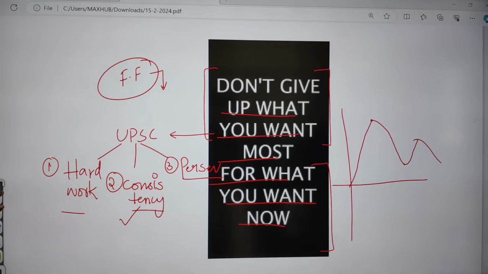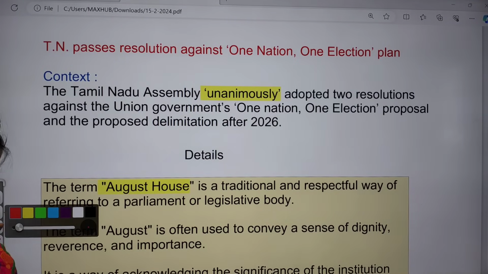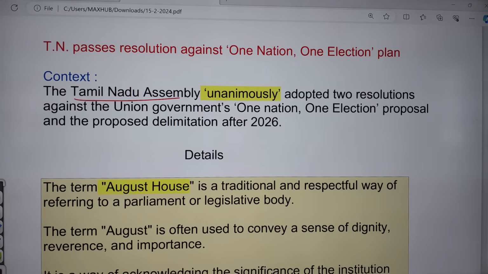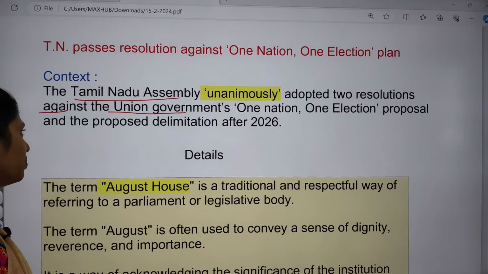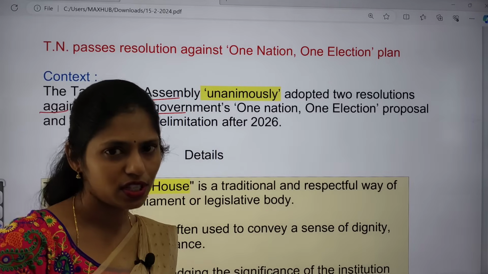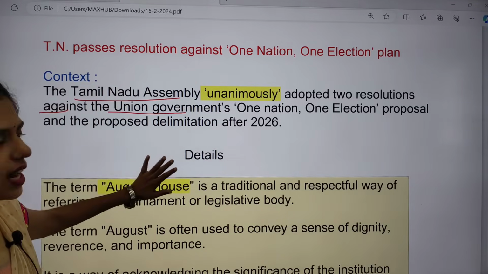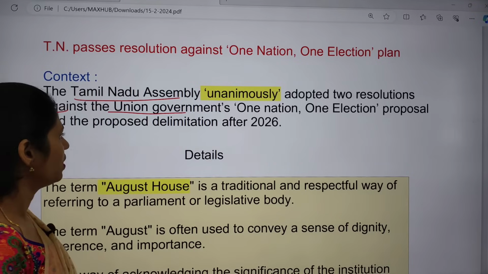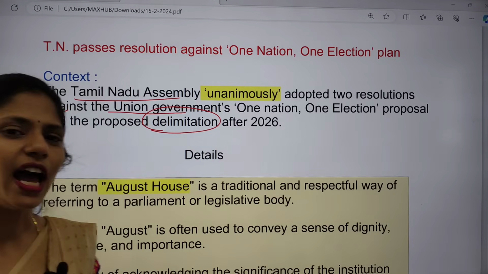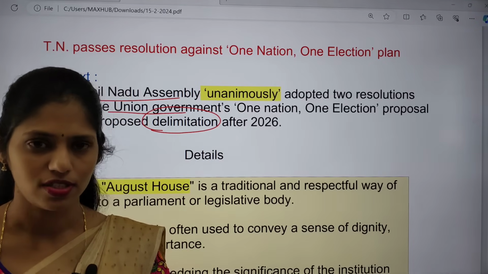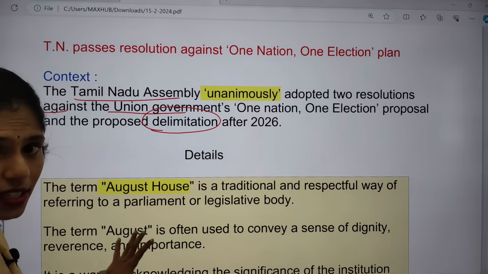Yes, and now let us move on. Let us see the context. The context says that the Tamil Nadu Assembly unanimously adopted two resolutions against the Union government's One Nation, One Election proposal. The Union government, the central government, came up with this proposal of One Nation, One Election, and against this, the Tamil Nadu State Assembly passed two resolutions. This concerns the delimitation: after the new census data is released, and after delimitation, we go for One Nation, One Election, that is, simultaneous elections. This was a statement given by our central government. Clear? Yes or no? Yes.